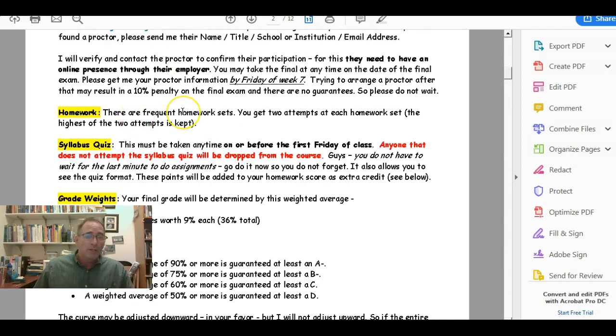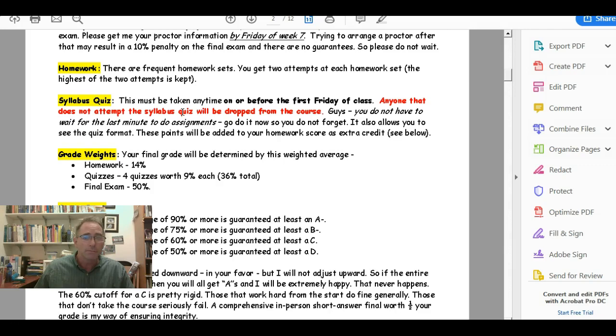There's a bunch of homework sets. Basically, every week you've got a homework set, and you've got 2 attempts for those. The syllabus quiz, again, is due the first Friday, January 11th, 11:45 p.m. If you do not take that syllabus quiz, you will be dropped from the course. No excuses. If you are not organized enough to do a short, easy syllabus quiz in a week, you're not going to pass the class anyway.